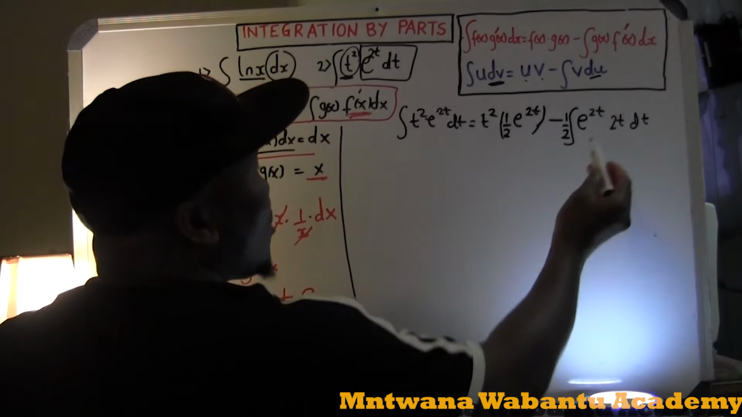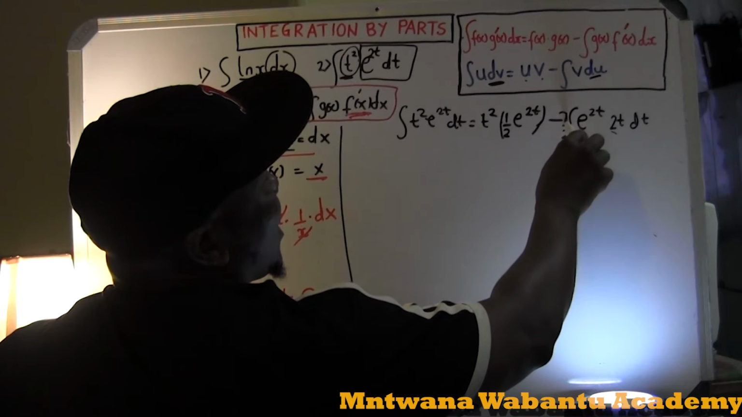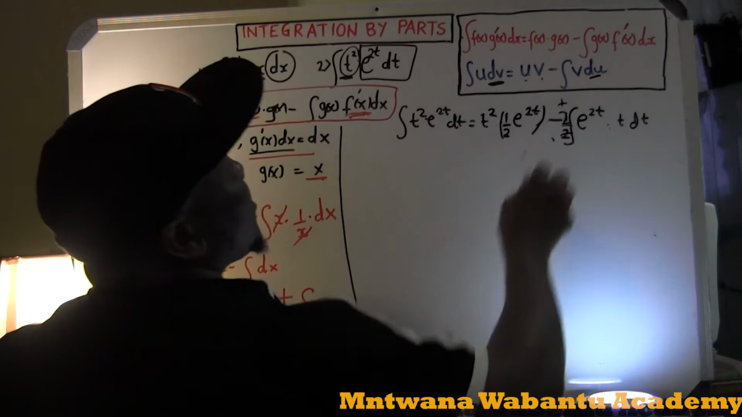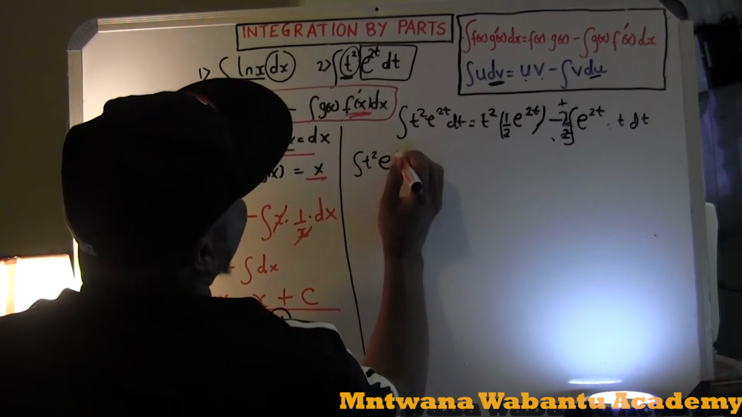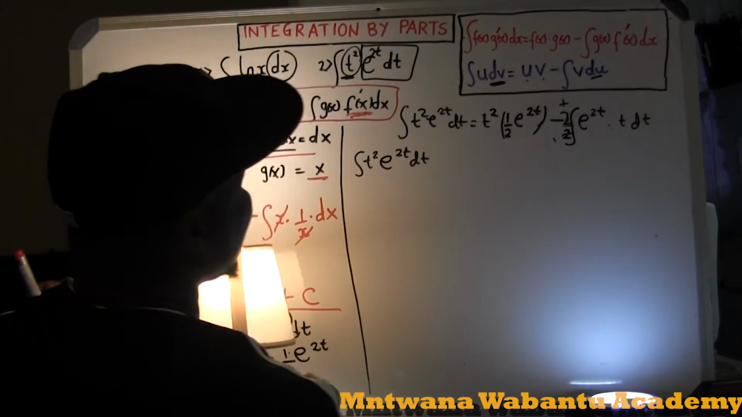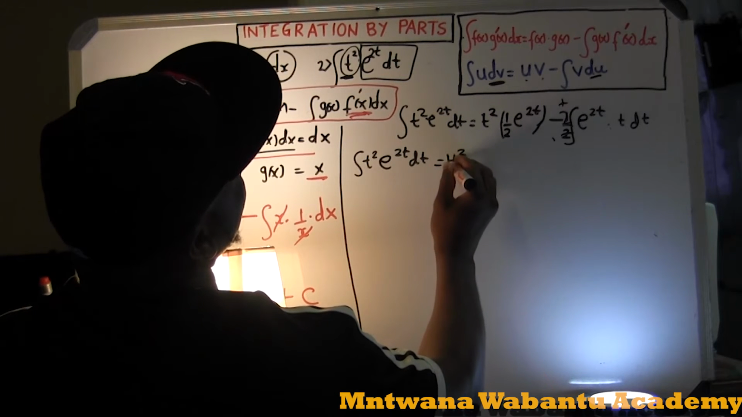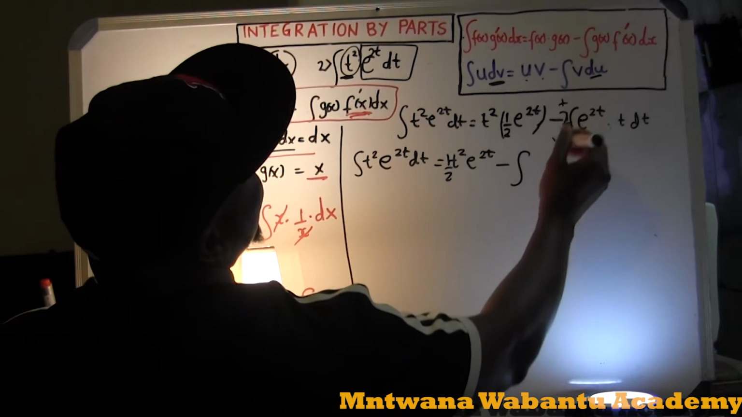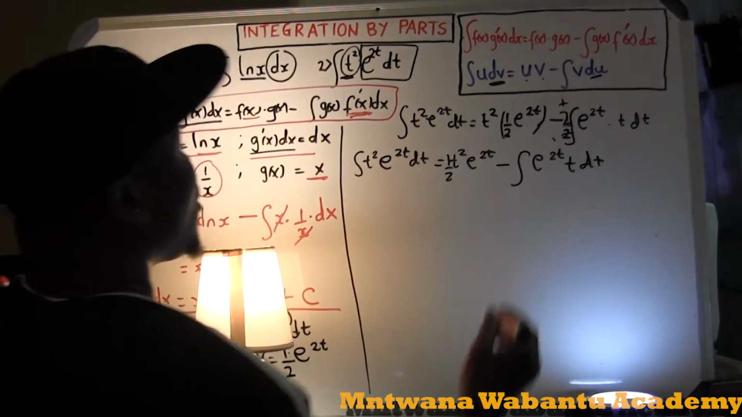So what I'm going to do, I'll take these 2 out also. If you take the 2 out, it's going to come here. Let me not write 2 here so I can save space. So the 2 and 2 cancel. Now I'm going to have the integral of t e to the 2t dt equal to a half t squared e to the 2t minus the integral of t e to the 2t dt. So we've got another problem over there.